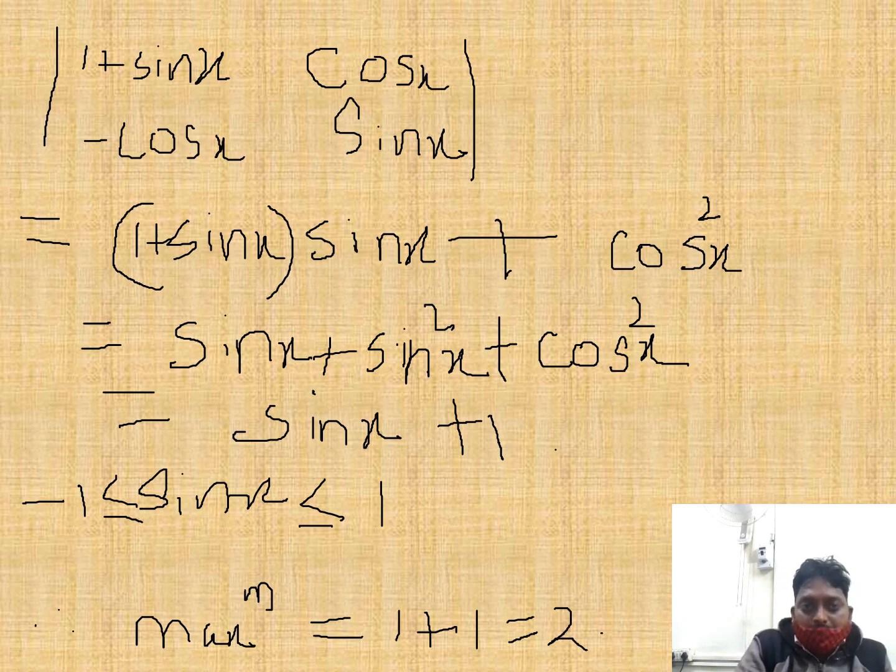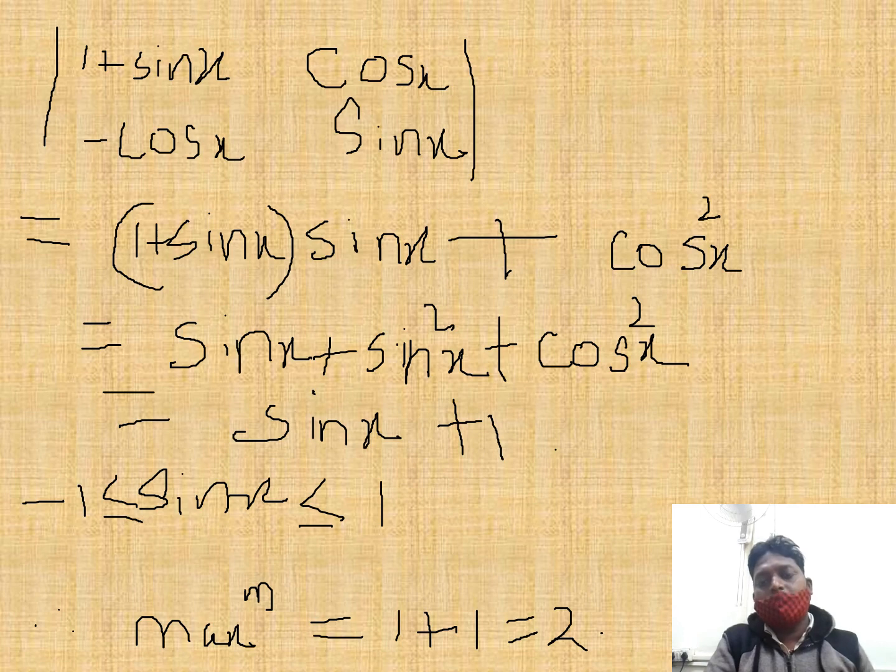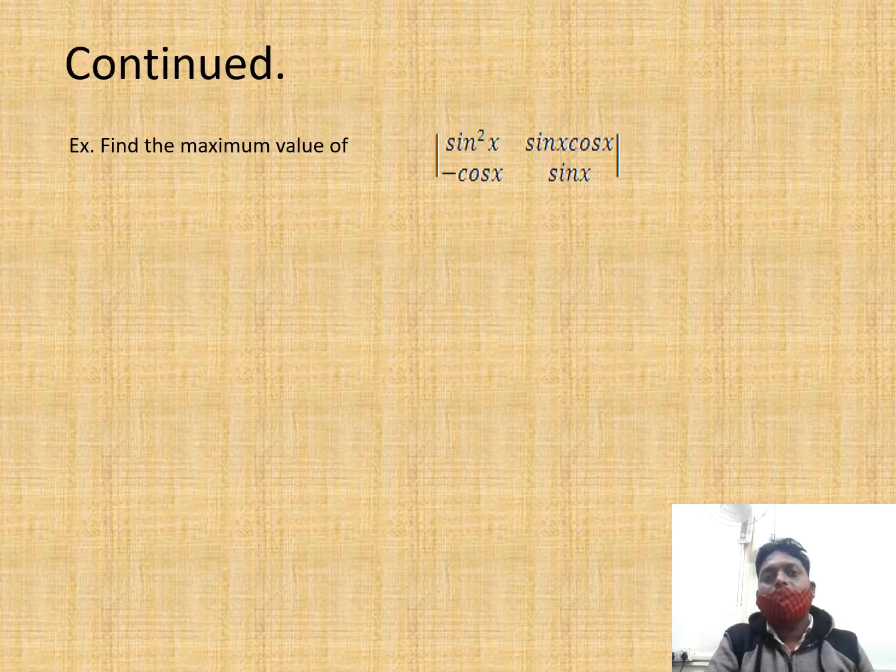Suppose minus is not here, plus. You can find 1 plus sin x, whole, into sin x minus cos square. It becomes sin x minus sin square plus cos square. Then sin x plus cos square minus sin square, which is cos 2x. So sin x plus cos 2x. The maximum value of sin x is 1 and of cos 2x is 1. 1 plus 1 will be 2. So like this you have to find the maximum value.